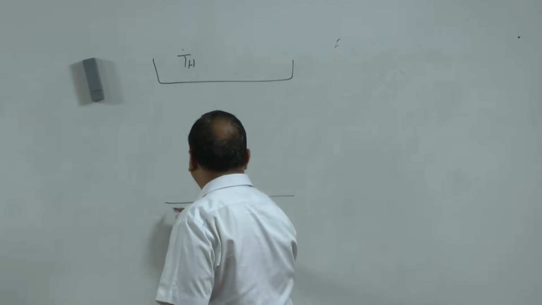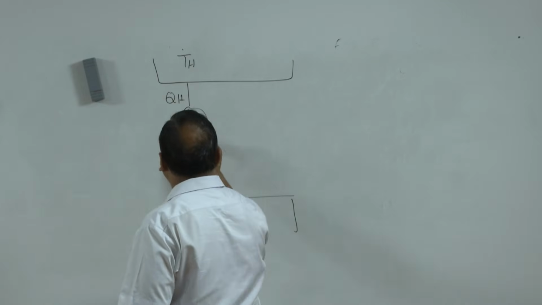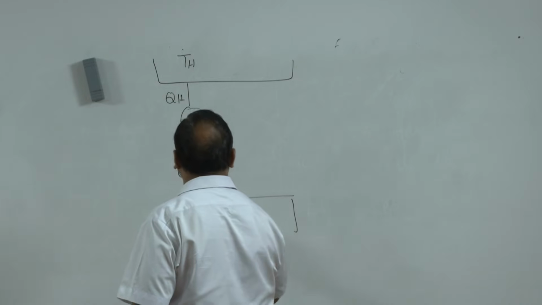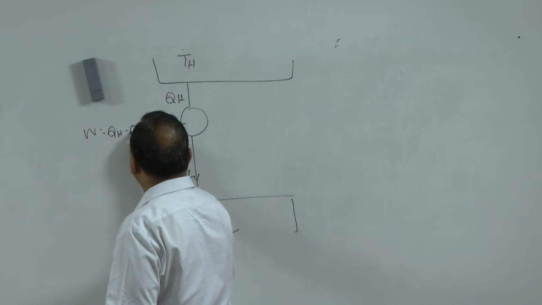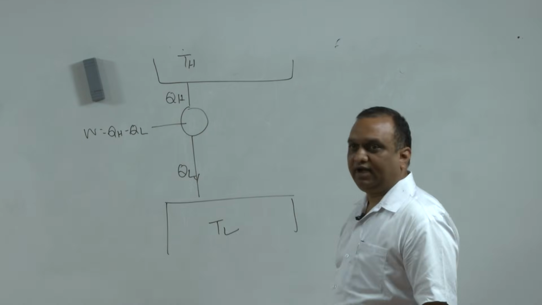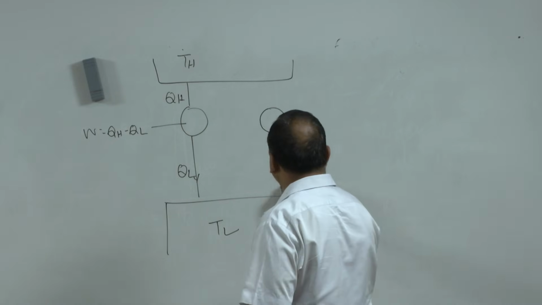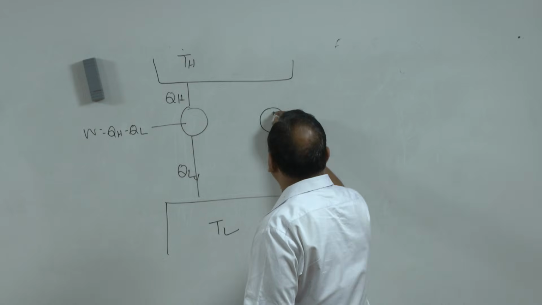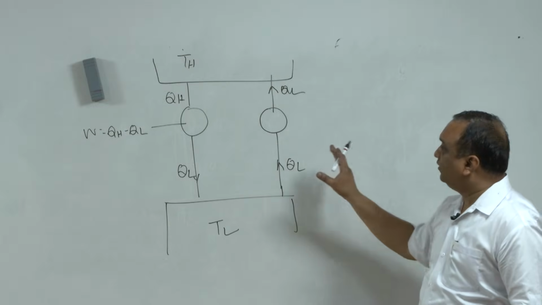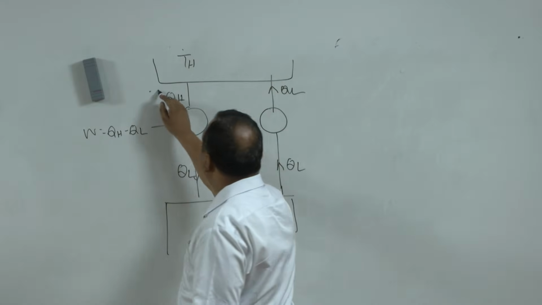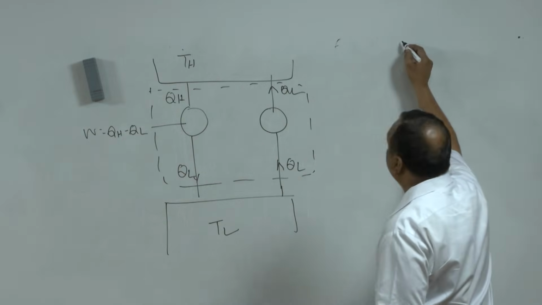So there is a device which is extracting a certain amount of heat, that is QH, from here and rejecting QL here at the lower temperature, and this device is doing work equal to QH minus QL. Now another device which is violating the Clausius statement, it means QL from lower temperature is flowing to higher temperature without any external assistance. Now if we club these two devices, then we will get a scenario like this.